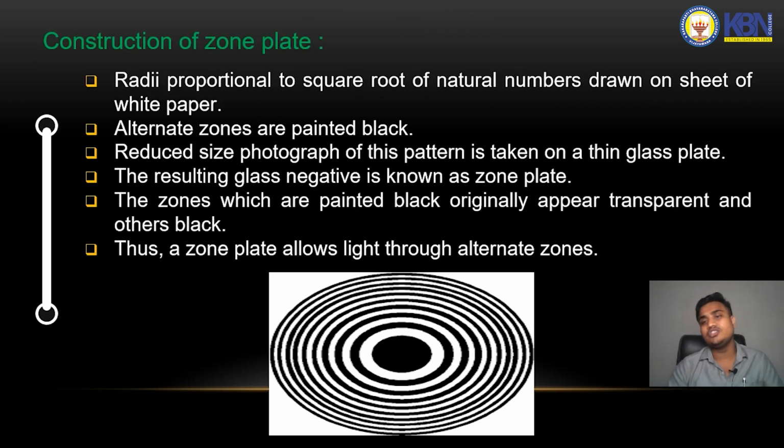Coming to the construction of the zone plate, a number of concentric circles whose radii are proportional to the square root of the natural numbers are drawn on a sheet of white paper. The alternate zones are painted black. A reduced size photograph of this is taken on a thin glass plate. The resultant glass negative is known as the zone plate. The zones which were painted black originally appear transparent and the others will be black. Thus, a zone plate allows light through alternate zones.